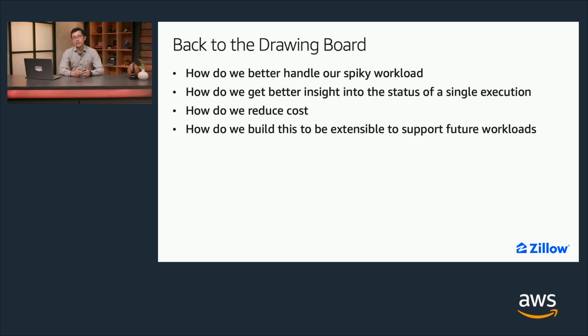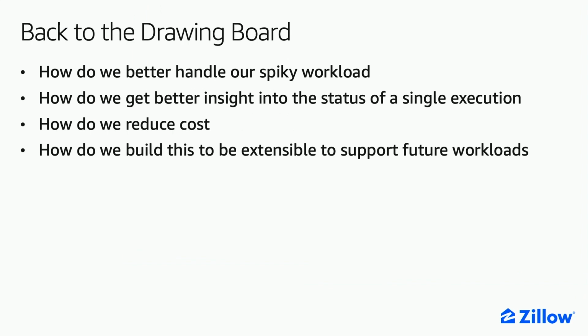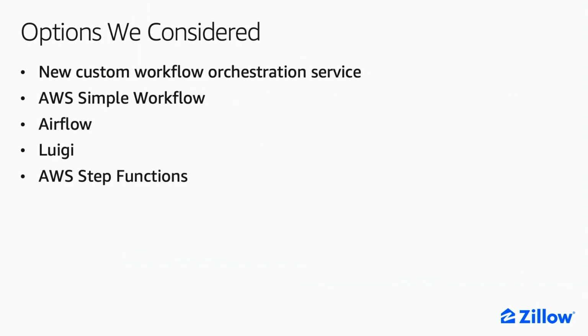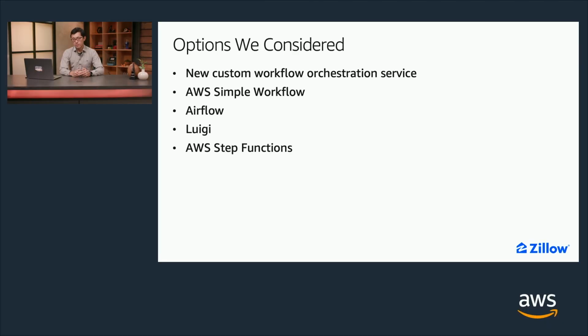And so with these challenges in mind, we went back to the drawing board to see if we could create a more robust, scalable, and budget-conscious solution that would meet our needs and the needs of our customers. These are some things that we had in mind. Some of the options we considered were reworking our architecture with a new custom orchestration service. It was going to be pretty costly. We didn't really want to maintain our own services.